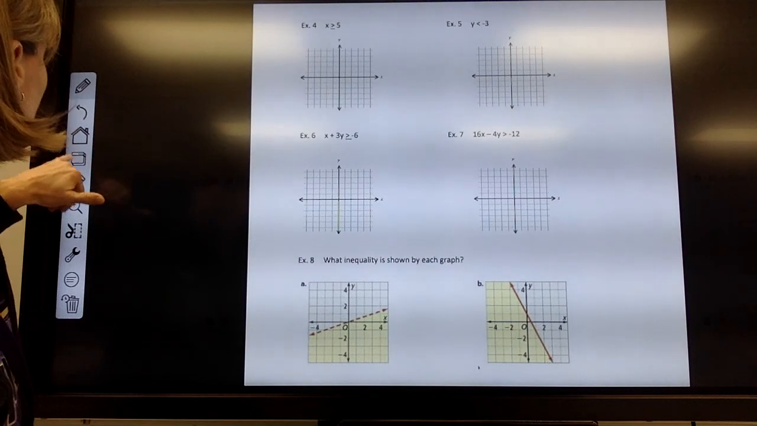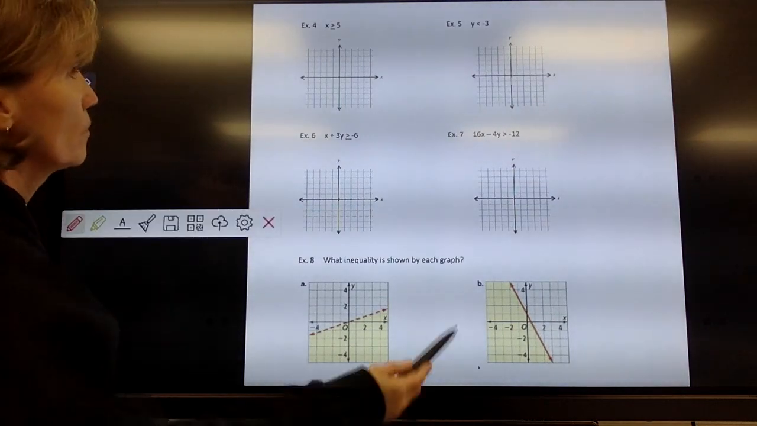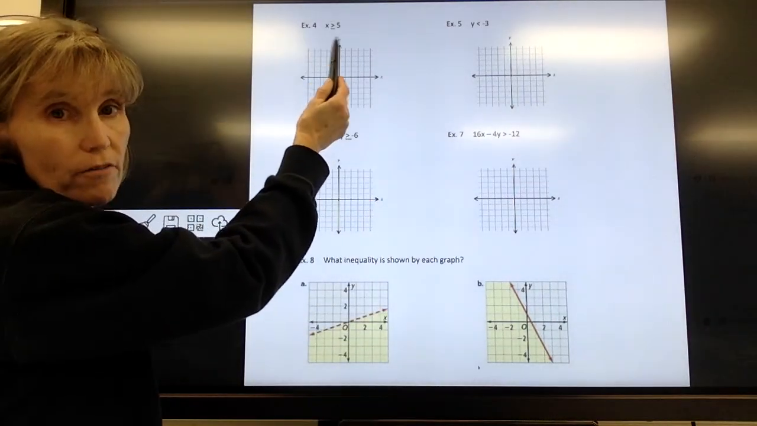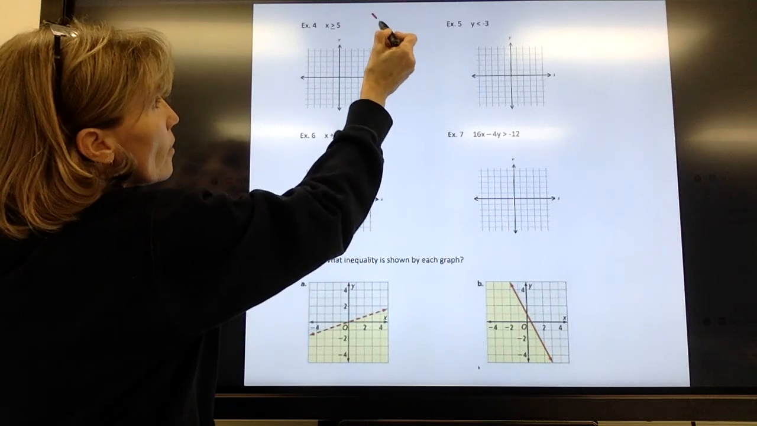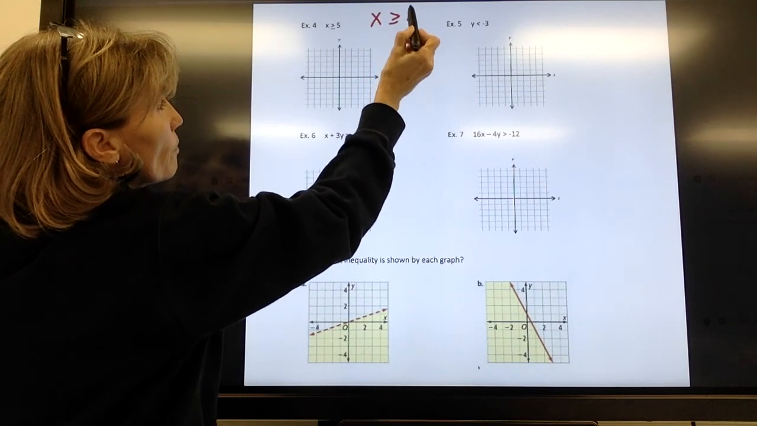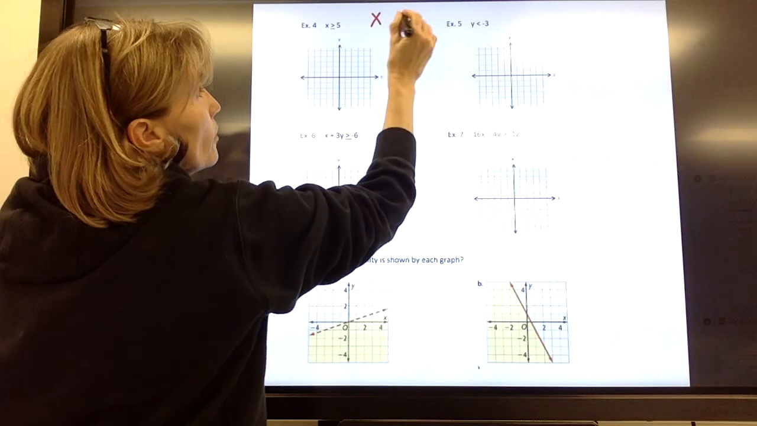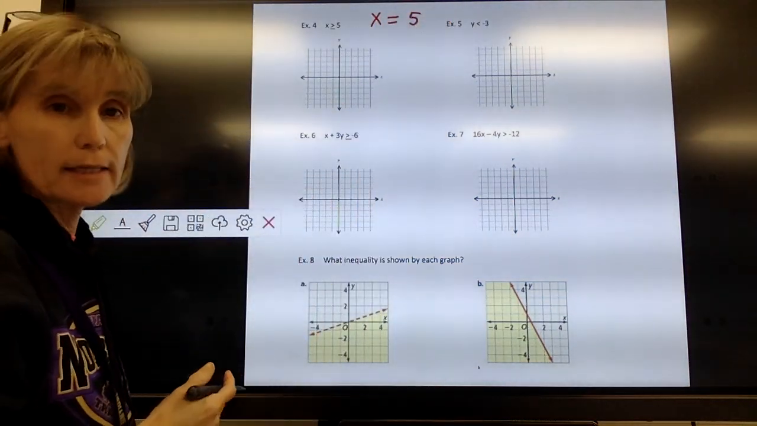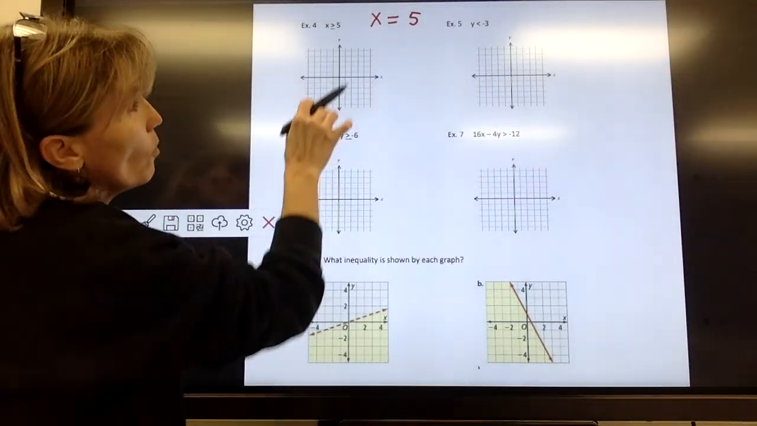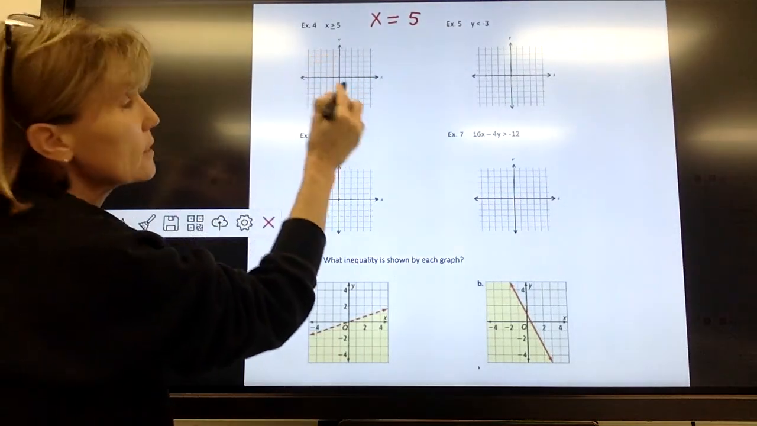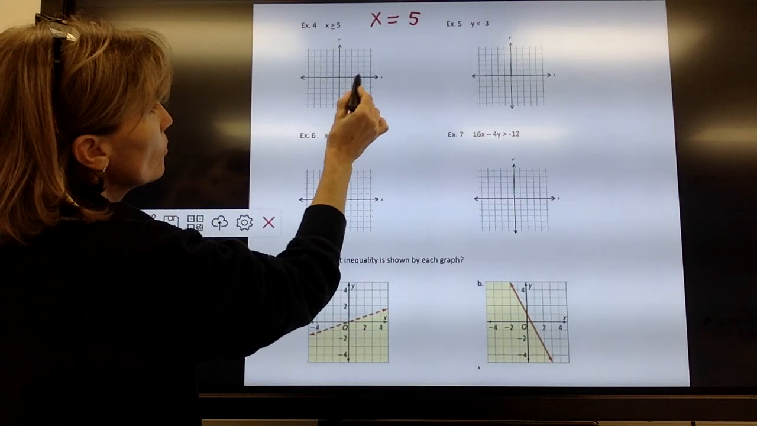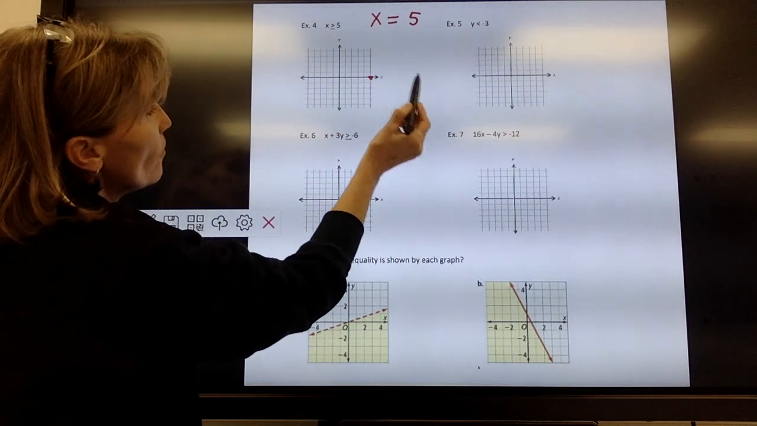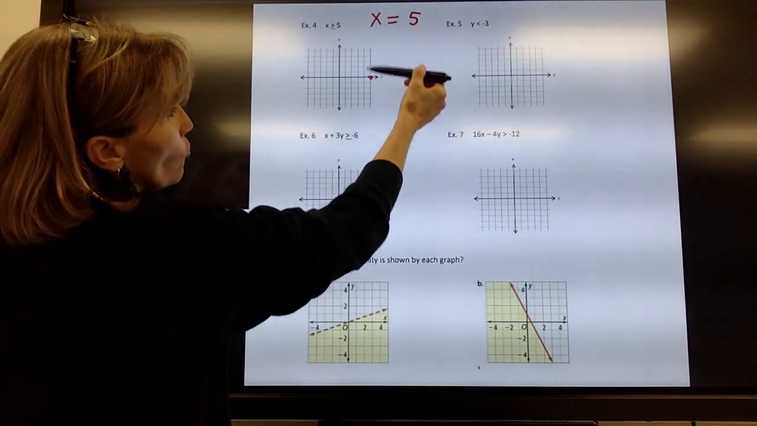Okay, let's take a look at a couple others. When you just have one variable that you're looking at, recall this from an earlier chapter. If that had said x is equal to 5, what kind of line is that when there's just one variable? When the variable that's present is just the x, we have a vertical line. So it's going to go through 5 on the x-axis, and it's going to be vertical.